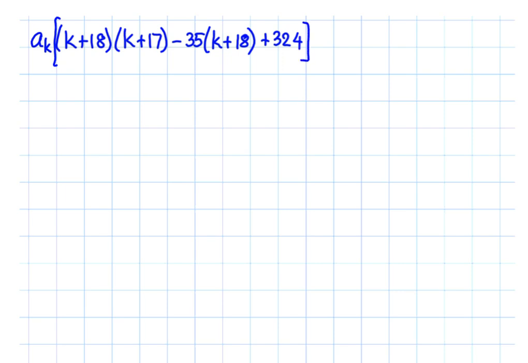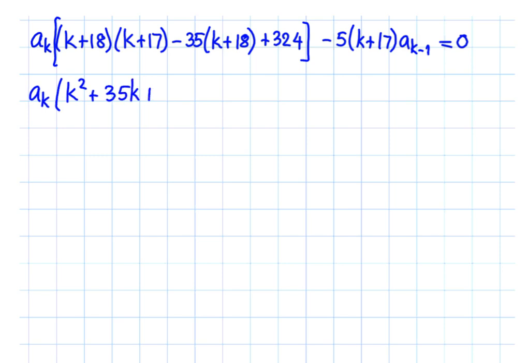And then the part that has K minus 1, we just have minus 5. K plus 17, a K minus 1. That has to be equal to 0. Now we simplify inside. A sub K, K squared plus 35K. 17 times 18 is 306. Minus 35K. And 35 times 18 is 630 plus 324.